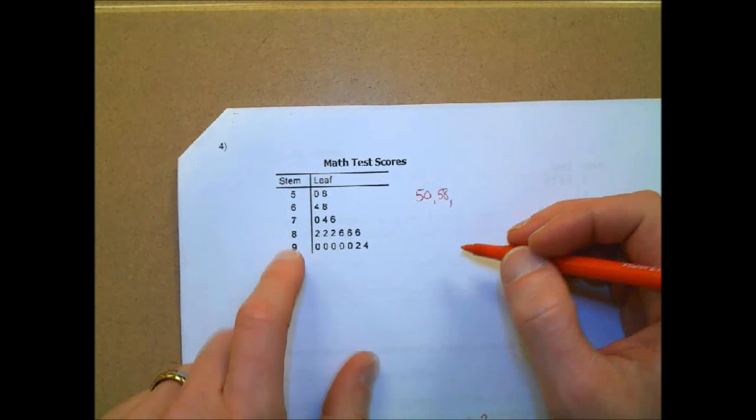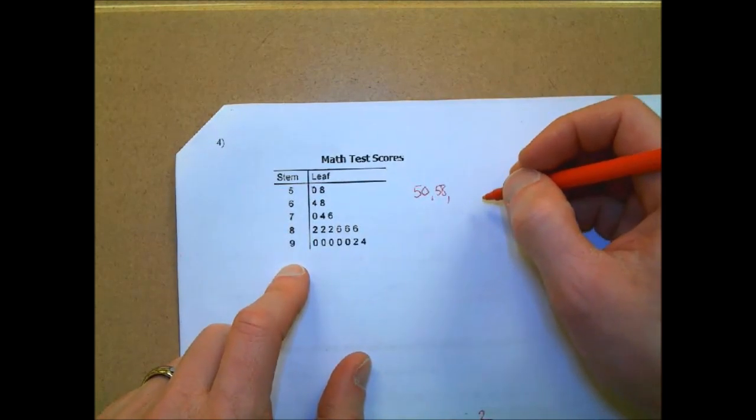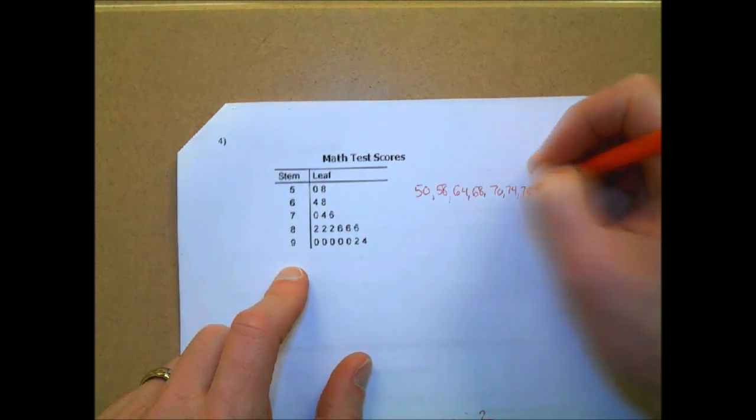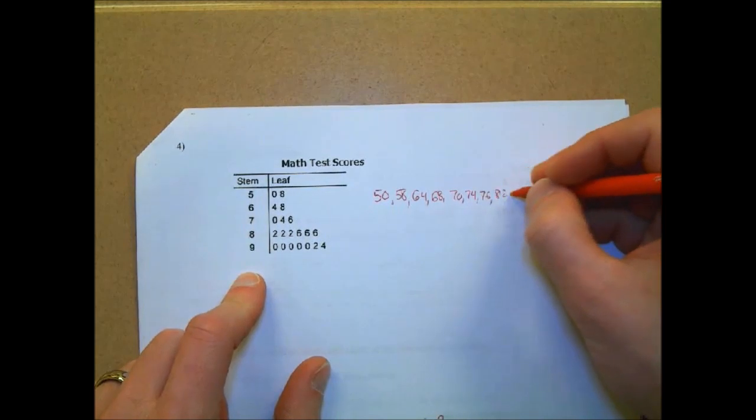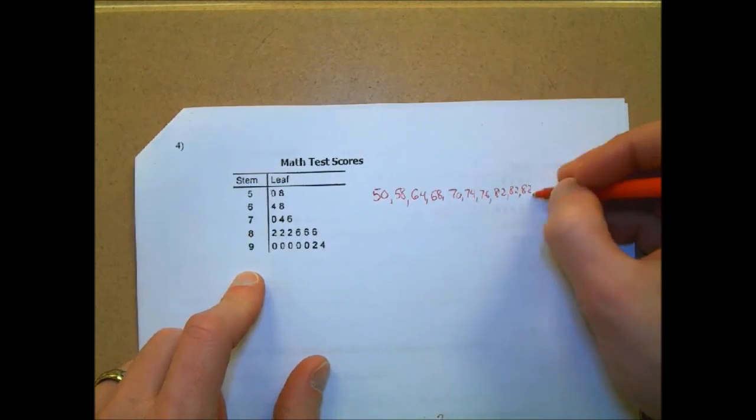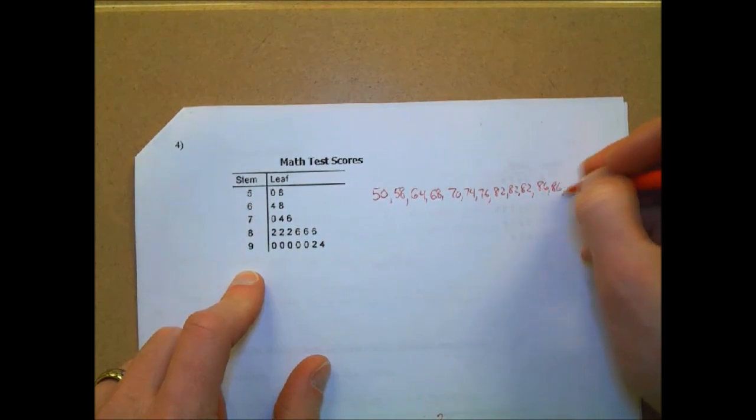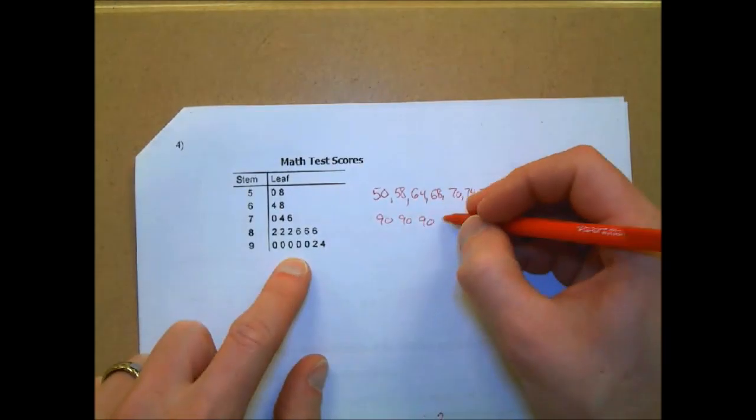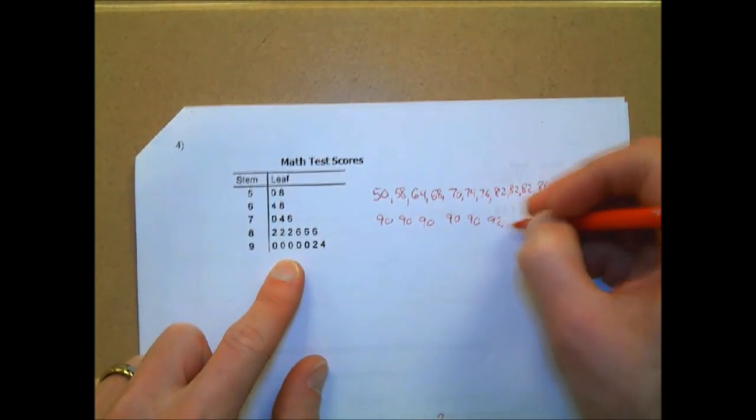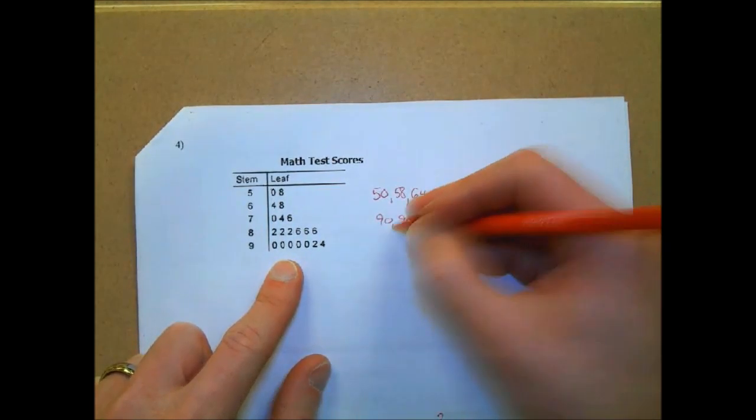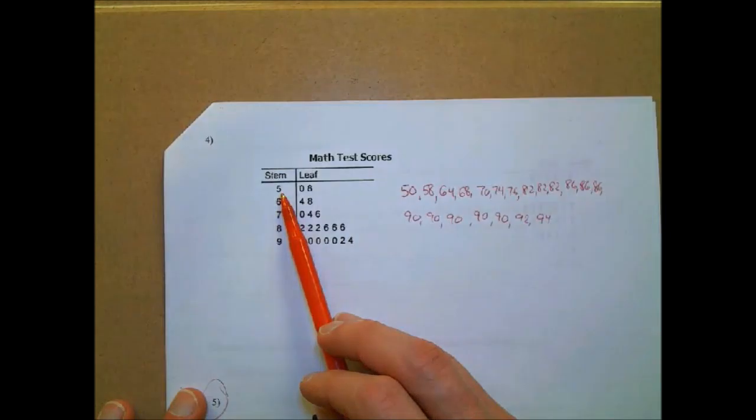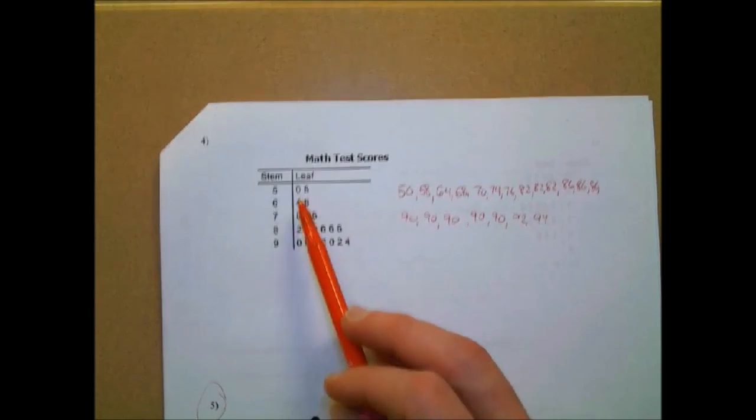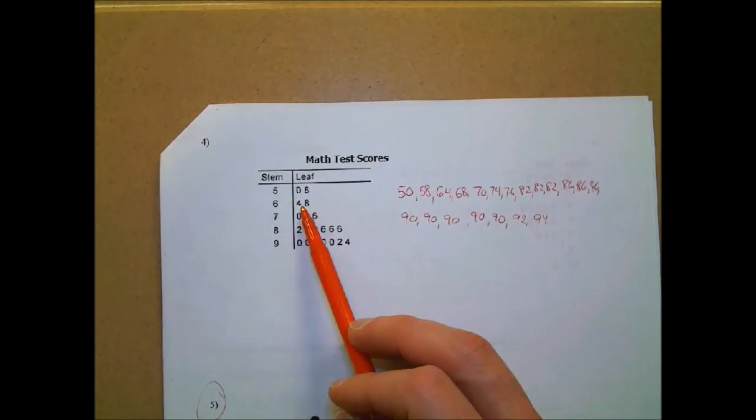The next number in order of our data set here would be what? 60. Yeah, 64, and then 68, and then 70, 74, 76, 82, 82, 82, 86, 86, 86, and then 90, 90, 90, 90, 90, 92, 94. So where did the 50 come from? Because we have a stem of 5 and a leaf of 0, so 50. And we also have a stem of 6 and a leaf of 4, so that's why we also have 64 as a data point.